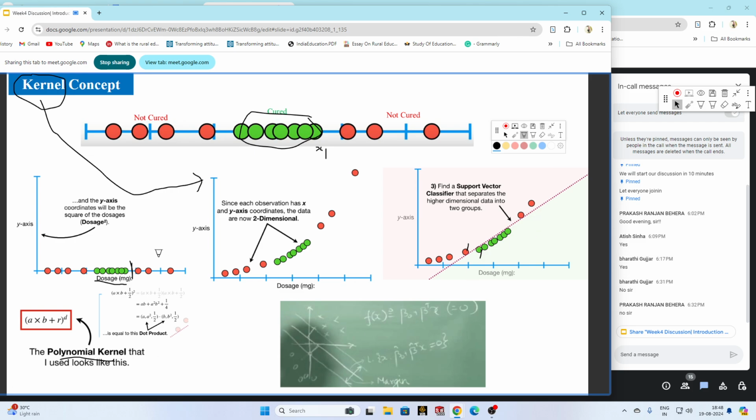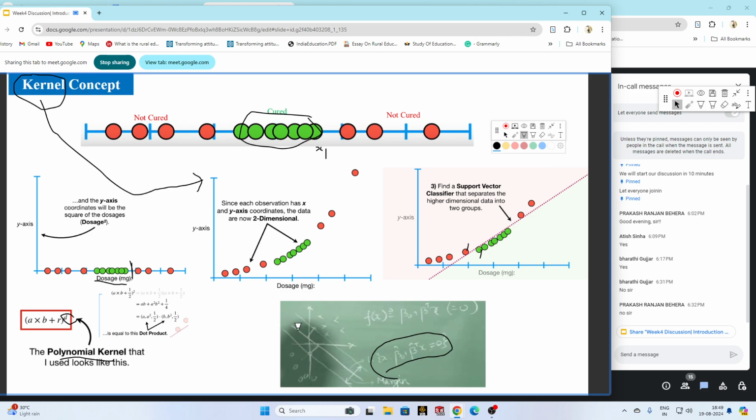So a polynomial kernel, like this dosage square, usually has a degree. As we have to convert our 1D data into 2D data, that is why we are using dosage square. If we have to convert 2D data into 3D data, then we will be using something like dosage cube. That is the thing. This figure is again related to support vector machines only. Here also one thing to notice: the equation of this support vector will be equal to 0.